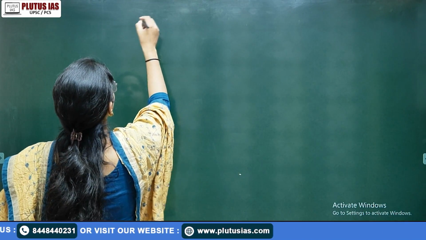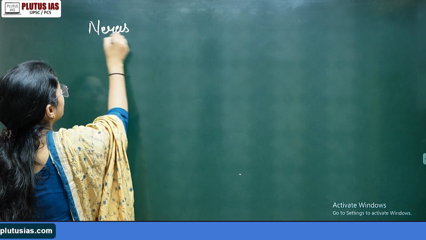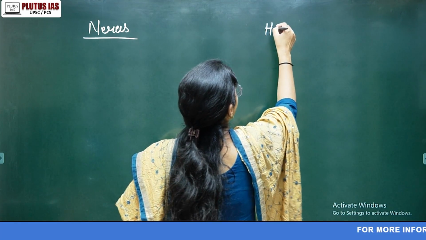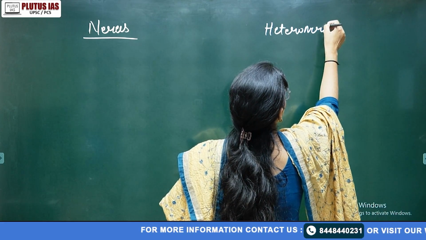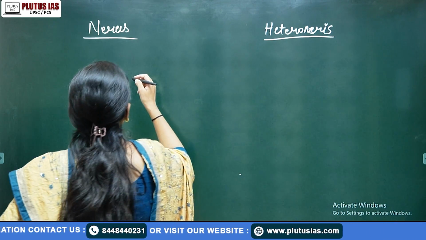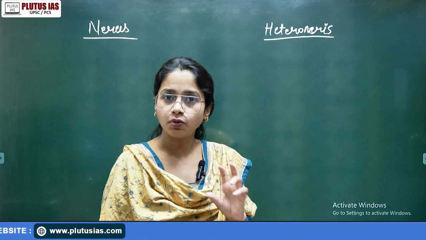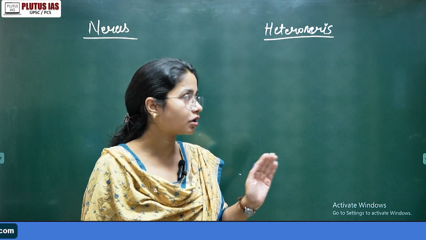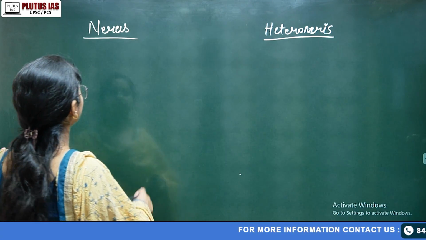Okay, so what is Nereis and what is Heteronereis? Simple. Nereis and Heteronereis are similar forms, the same single organism. It is not a different organism, but they are different stages. Okay. So what is the difference in stages?